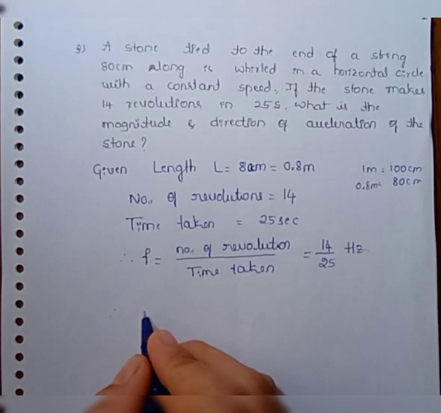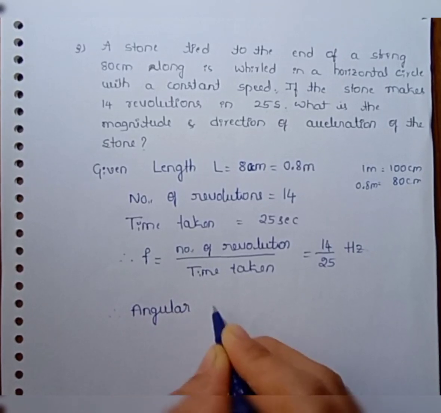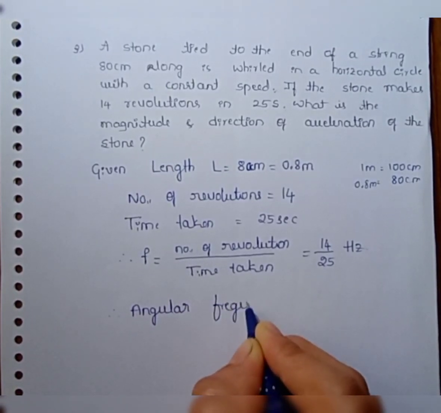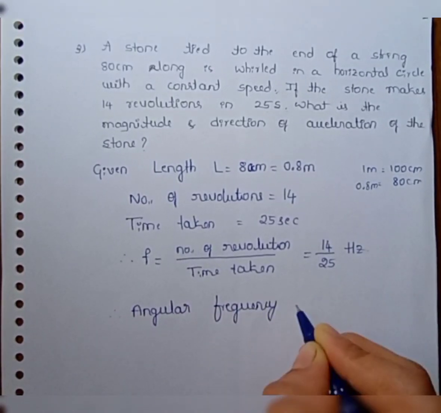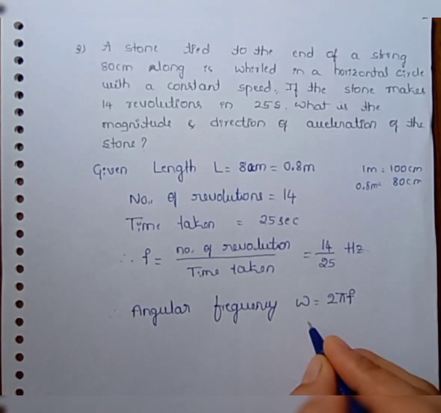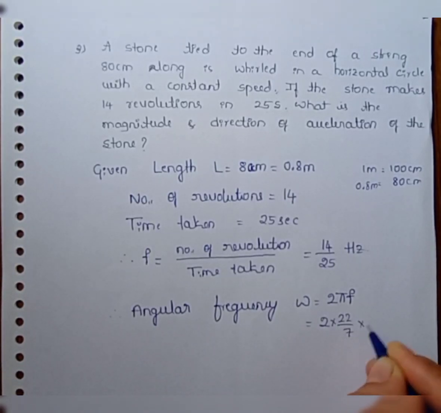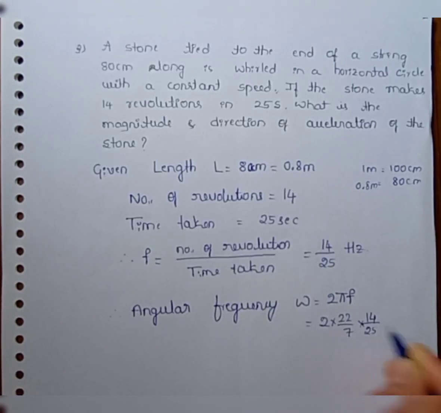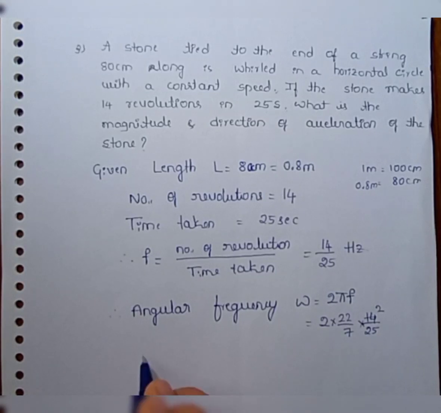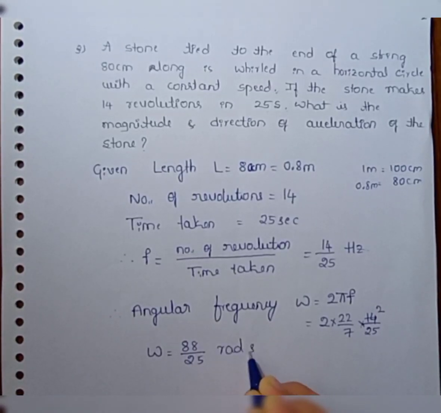After that, what we have to find out? Angular frequency. Angular frequency, that one is omega, can be written as 2 pi f, which is equal to 2 into pi is 22 by 7 into 14 divided by 25. 4 ones are 4, 4 twos are 8. So omega is equal to 88 divided by 25 radian per second.